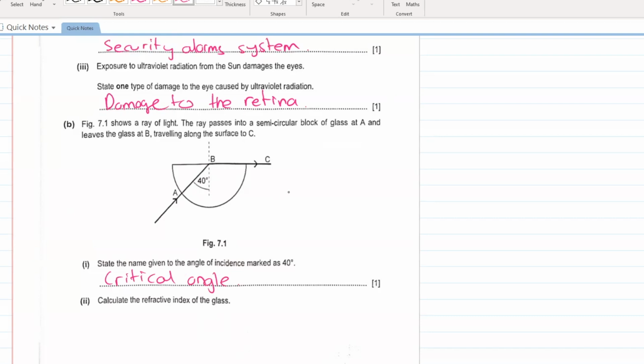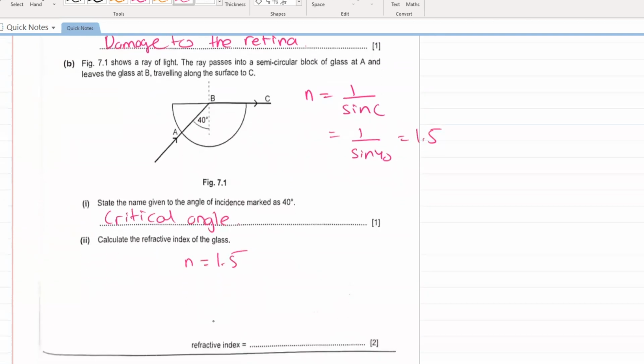Calculate the refractive index of glass. Again, n is equal to 1 over sine C, which is 1 divided by sine of 40. This gives you a refractive index of 1.5. 1.5 is your answer for the refractive index of glass.